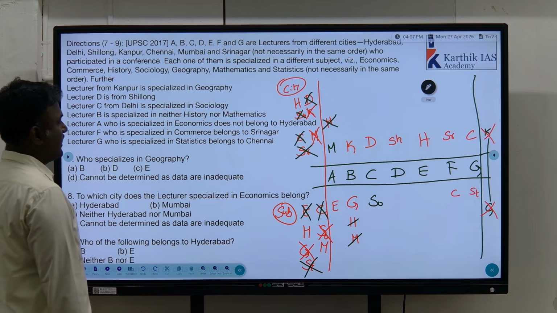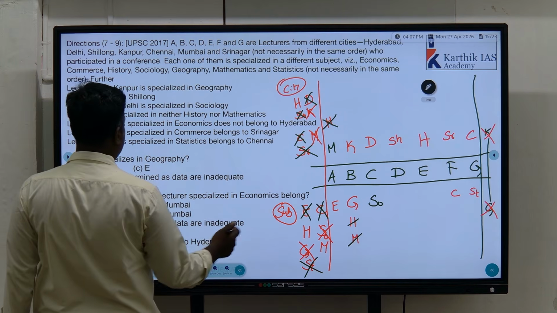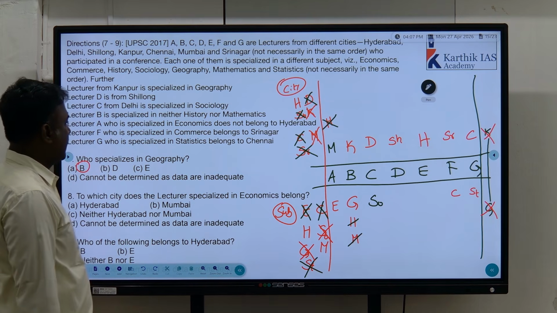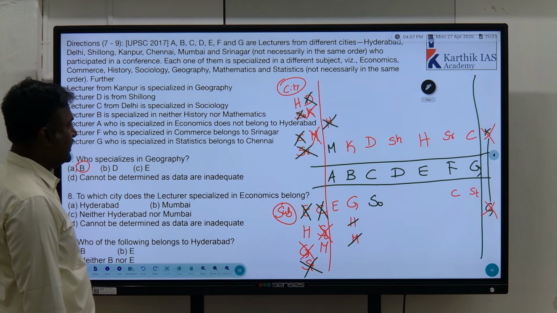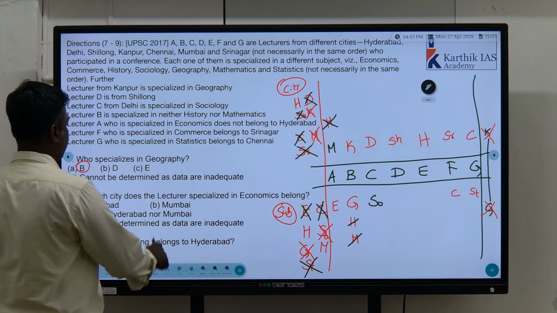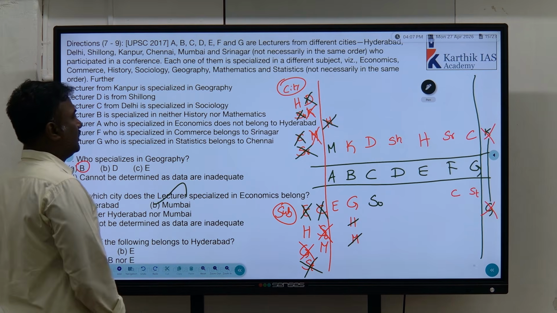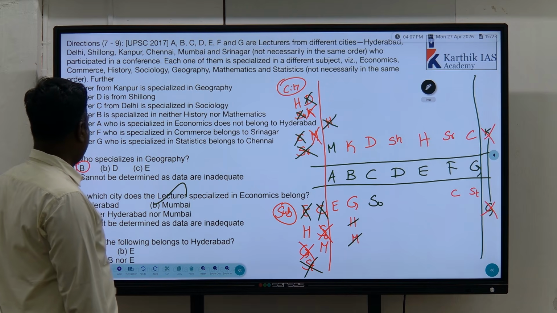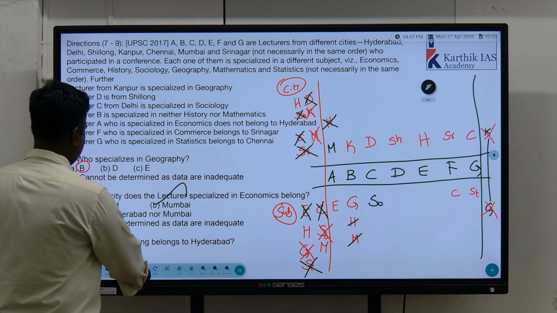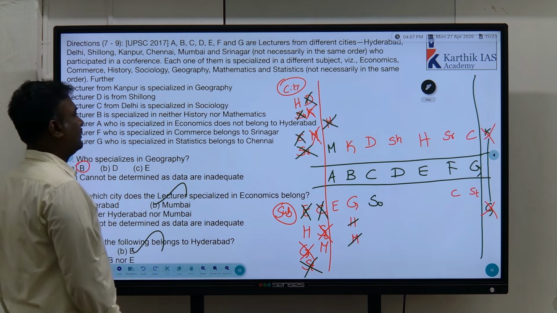Who specializes in geography? Understand? It is B, right? Okay. To which city does the lecturer specialized in economics belong? Economics belongs to Mumbai. Understand? That is fixed, right? So Mumbai. Who of the following belongs to Hyderabad? That is also confirmed. E. Understand? So that's all.